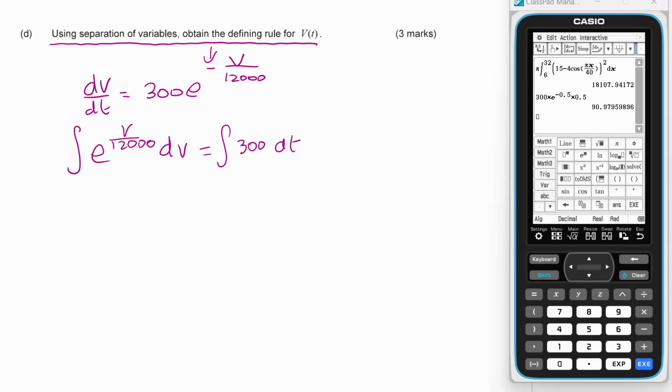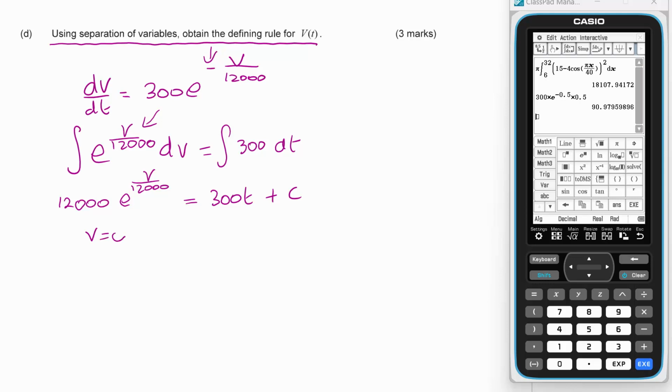So if we integrate this, we would get 12,000 e to the V over 12,000. You think about integrating this, the exponential will stay the same, and then we need to divide by 1 over 12,000, the differential of the inside. Dividing by 1 over 12,000 is the same as multiplying by 12,000. And that's going to be equal to 300t plus c.